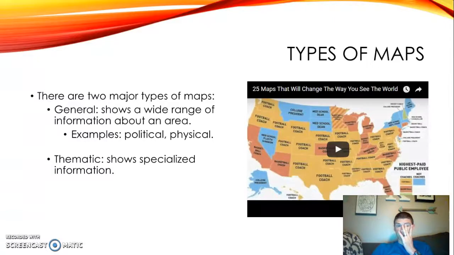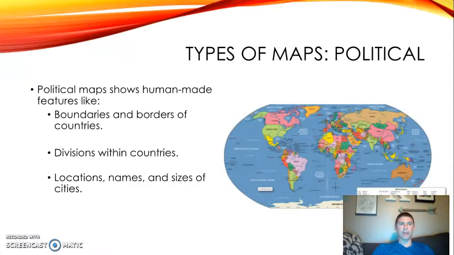There are two major types of maps: general and thematic. General shows a wide range of information. So the political maps and physical maps that we've looked at recently are both types of general maps, and then thematic shows specialized information. So this video might be a good one to check out.